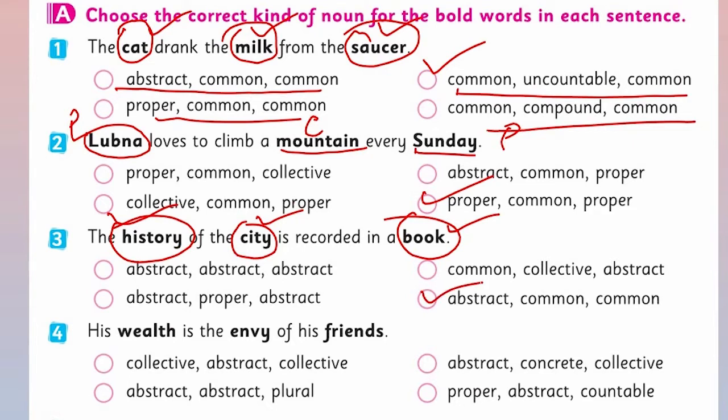Look at the fourth one. His wealth is the enemy of his friends. Here the right answer is this. Yes, wealth is abstract, enemy is abstract, and here the friends are plural. The plural form of friend.